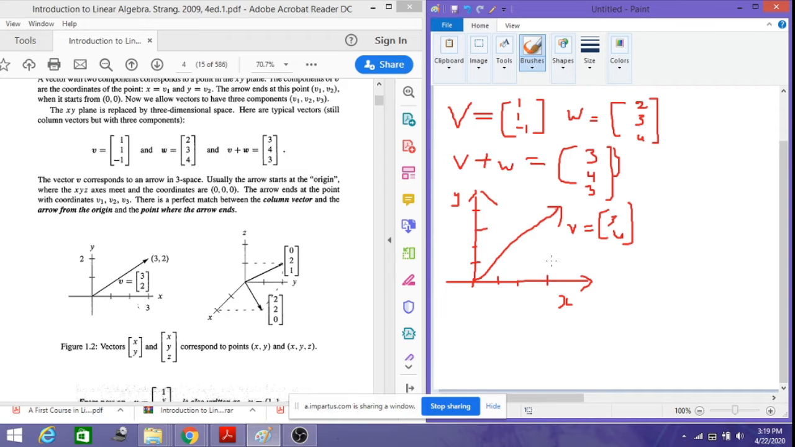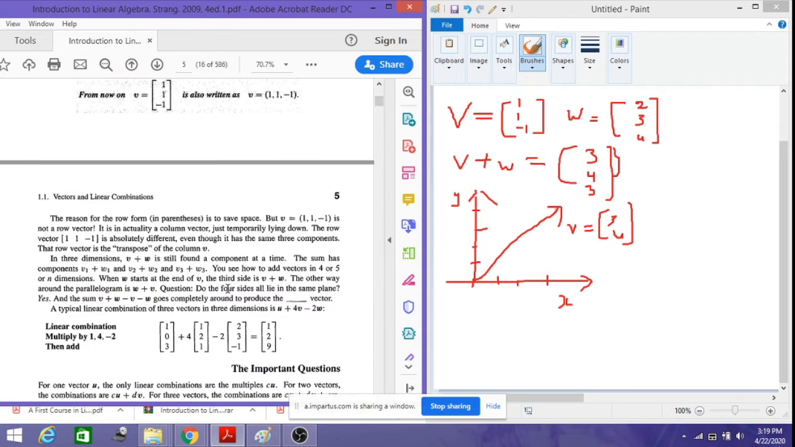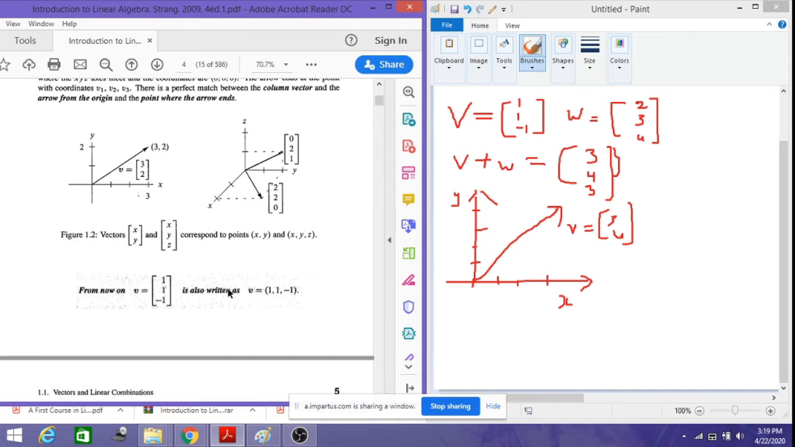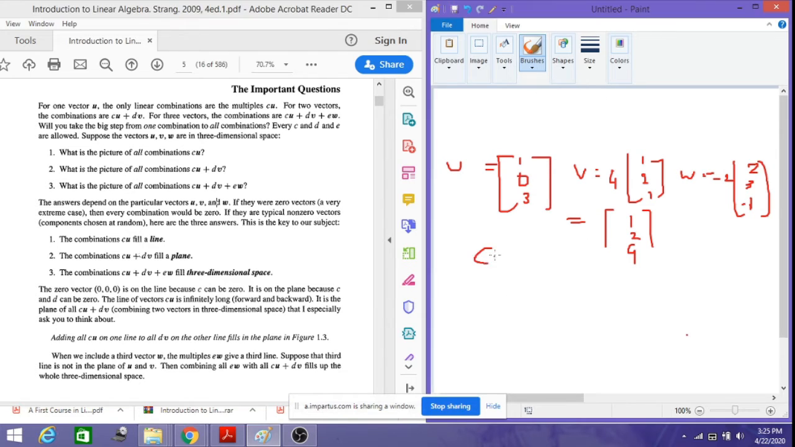Likewise, let us represent this in terms of three dimensions. There are a couple of questions here. What is the picture of all combinations of C into U? If you talk about C into U, it means it will fill a line. For example, if you take any one vector, then it will fill a line. It means it is having one value.